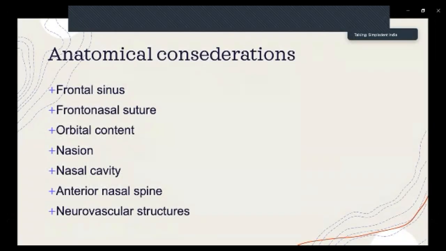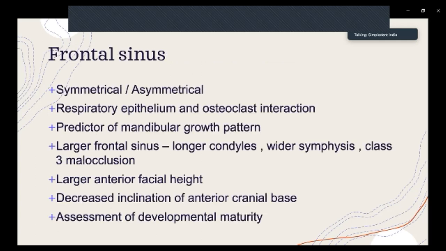Anatomical considerations: frontal sinus, frontonasal suture, orbital content, nasion, nasal cavity, anterior nasal spine, and neurovascular structures. We have to look at this when planning for the glabella implant, or you should at least have an idea of these structures. Now let's focus on the frontal sinus. We cannot just say the frontal sinus and move on, that we want to engage the floor of the frontal sinus. It's not like that.